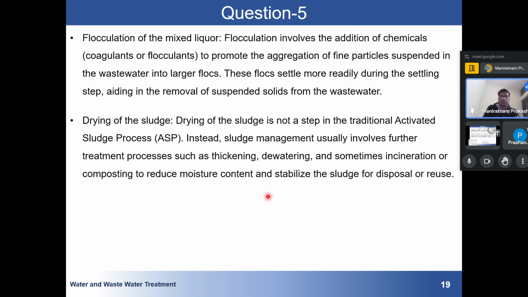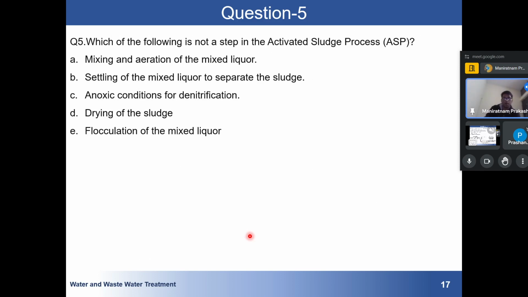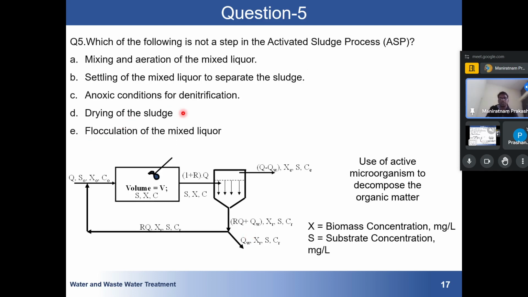So this is a function of sludge treatment. Sludge treatment is a very different thing. We do not handle it in the activated sludge process. The activated sludge process only produces sludge, which is further taken on. There are several processes involved in how to reuse or dispose of our sludge in the environment, or how to use our sludge. So the correct option will be D: that this ASP is not used for drying of the sludge.